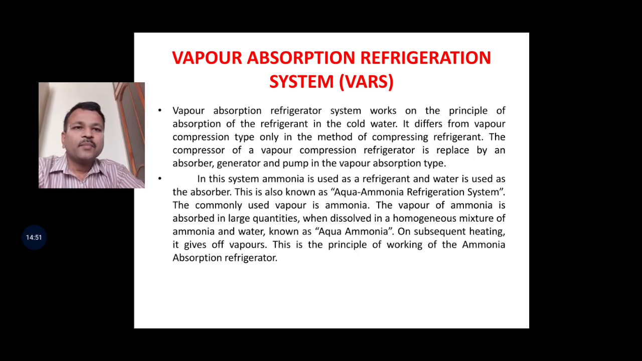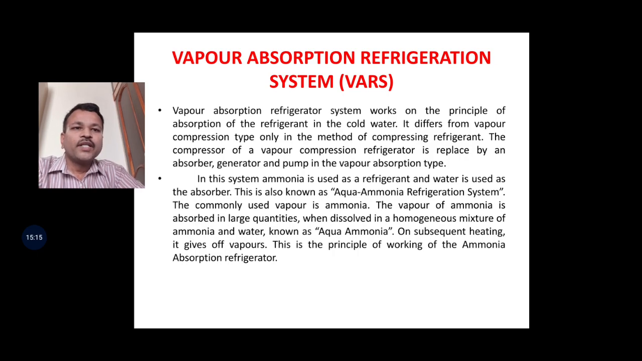Generator and pump in the vapor absorption type. In this we are using ammonia, so it is basically meant for ammonia only. That is why we call it the ammonia refrigeration system. It is also known as the aqua ammonia refrigeration system because we are using water. Aqua means water. Water and ammonia we are using. That is why we call it aqua ammonia.